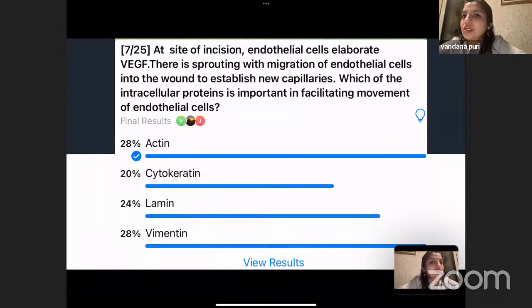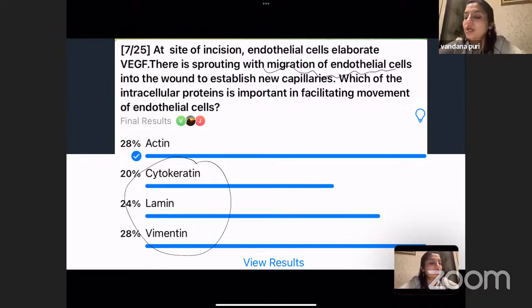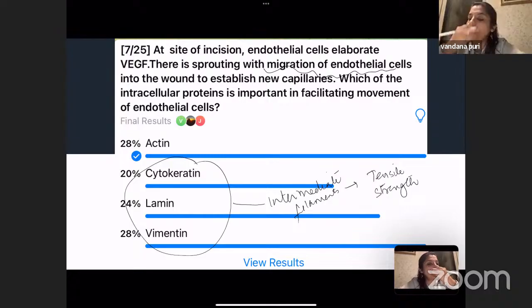This was another question that was given to you, and this was about which molecule causes migration of the endothelial cells to form new capillaries. This was done wrong by the majority of the people. Please remember, cytokeratin, lamin, and vimentin are intermediate filaments. Intermediate filaments just provide tensile strength. They are not related to any movement. They will just provide tensile strength.